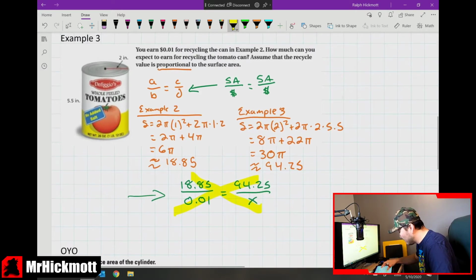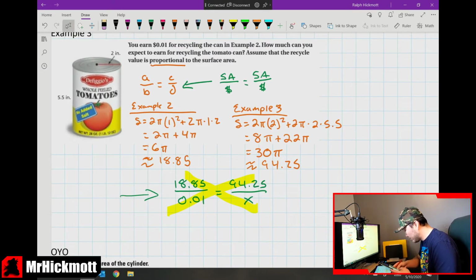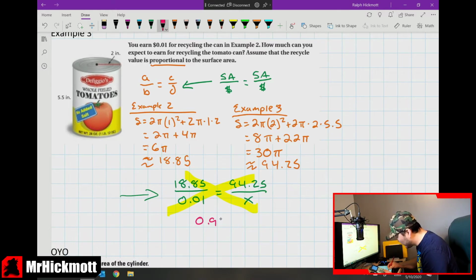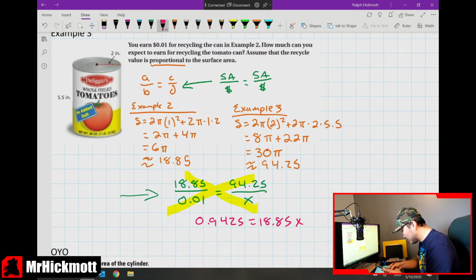Okay, so once I do that, let's go ahead and punch out some of those numbers. Remember, cross multiplication just means you're going to multiply the corner items here and these two corner items and set them equal to each other. So it's 0.9425 is approximately 18.85x. Solve for x in this case. So it should come out to be about 5 cents is approximately x. So answer statement, assume how much can you expect to earn? You can earn 5 cents.